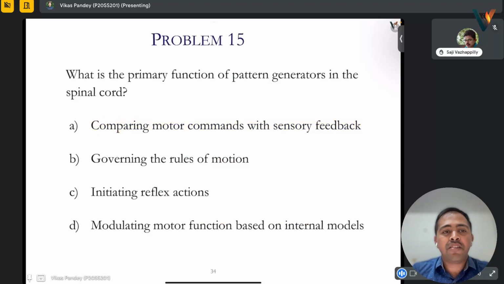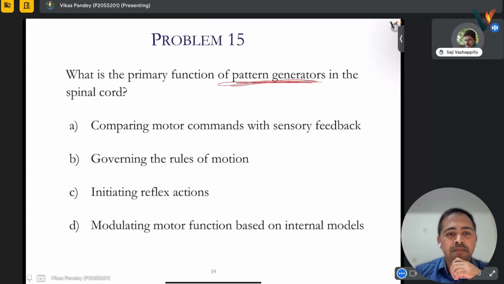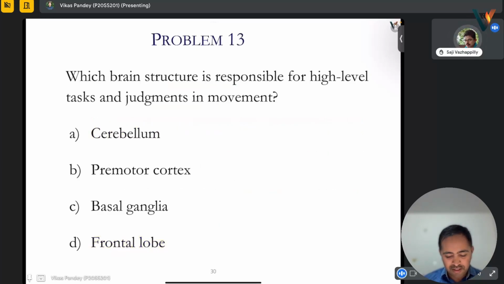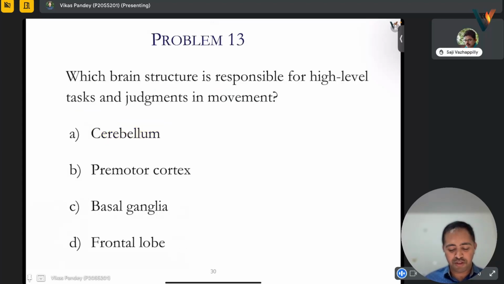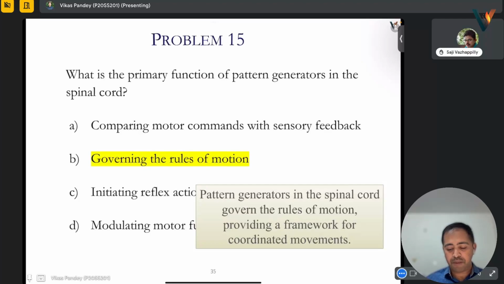What is the primary function of pattern generators in the spinal cord? Comparing motor commands with sensory feedback, governing the rules of motion, initiating reflex action, or modulating motor function based on internal models. I think it is the rules of motion. We just saw this. It is the same question, just rephrased. Pattern generators determine the rules of motion, right? So sometimes answers are given in another question itself. There can be more questions like that, it is fine. Ten questions, then 50%.